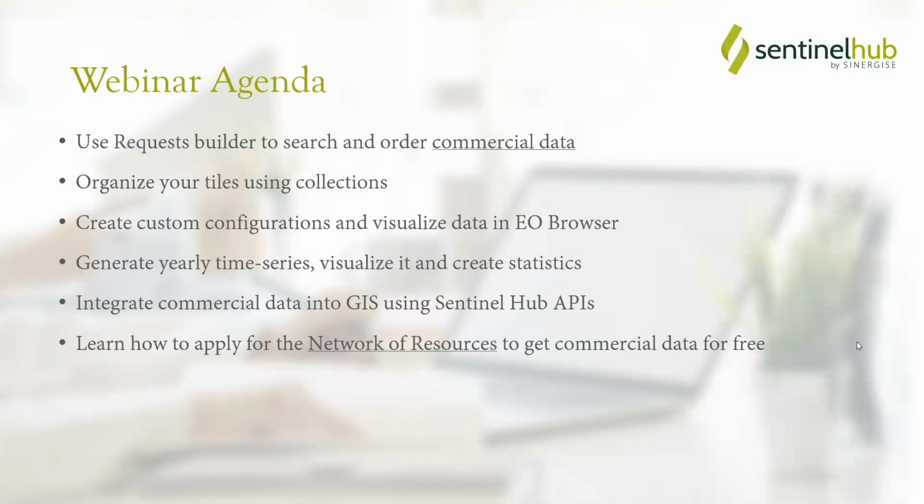in South Turkey, where we're going to take a look at how to generate yearly time series data, visualize it, and create statistics. Then we are also going to take a look at how you can use Sentinel Hub API to integrate commercial data into your own GIS, and specifically we will be looking at QGIS. The last point is going to be how you can apply for the network of resources, which makes it possible for you to get commercial data sponsored, so you do not have to purchase it yourself.